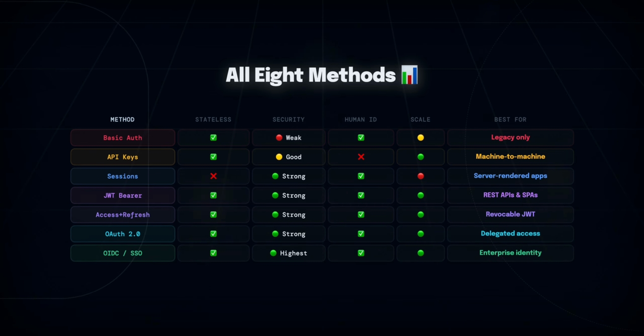JWT bearer tokens are the modern standard for REST APIs and single-page applications, stateless, horizontally scalable, and 0 database lookups per request. The access plus refresh token pattern layers revocation control onto the JWT model without sacrificing user experience. OAuth 2.0 is the correct architecture for delegating access to third-party APIs. It solves the password sharing problem definitively. OpenID Connect adds verified human identity on top of OAuth, and SSO federates identity across an entire organization's tool stack with a single controlled login. The right method is always the one whose trust model matches your actual threat model.